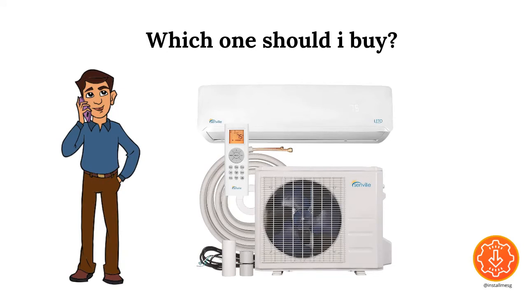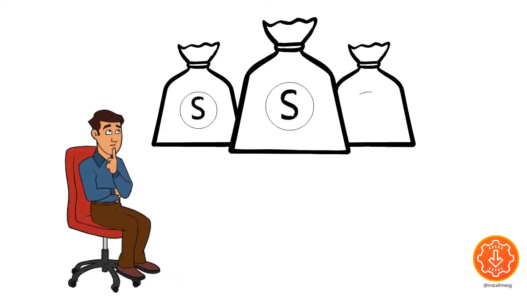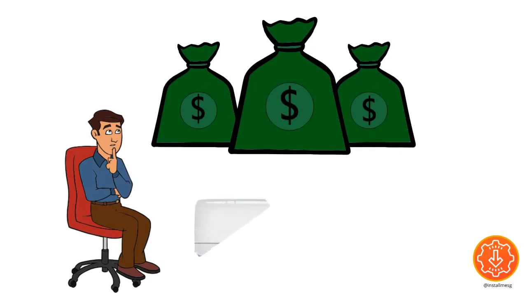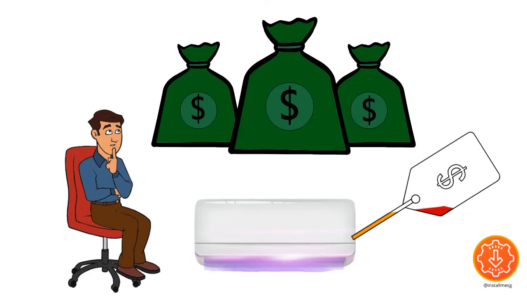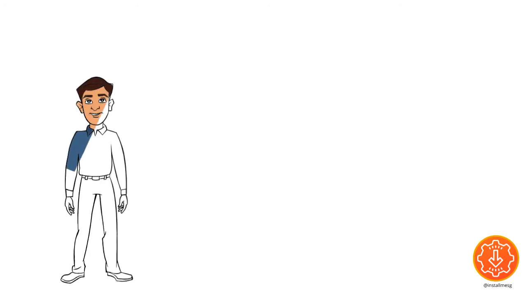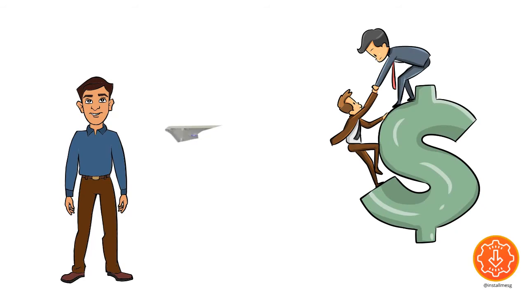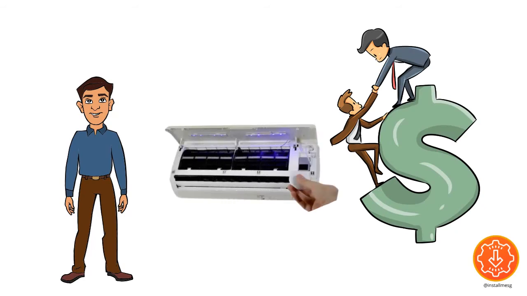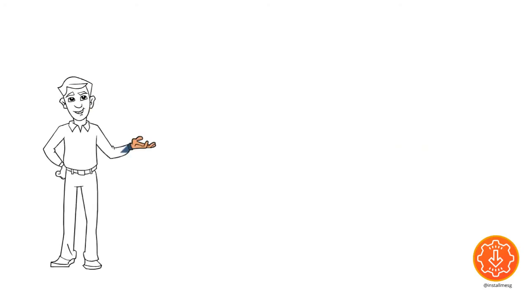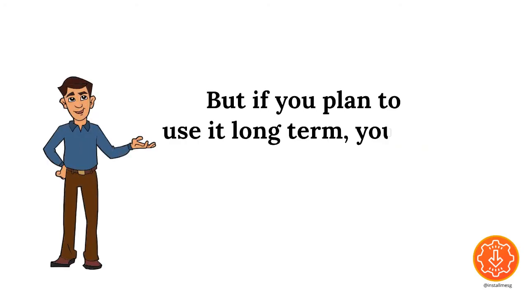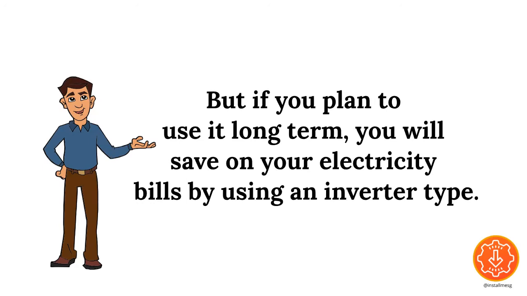First, let's talk about the cost. It is perhaps the one part where non-inverter air conditioners will be the champion, as they are comparatively cheaper than inverter aircon. Inverter aircon comes with energy-efficient technology and is smoother in operations that add to the value of inverter air conditioning units. Even the installation cost of the inverter AC is much more than that of non-inverter aircon. But if you plan to use it long-term, you will save on your electricity bills by using an inverter type.